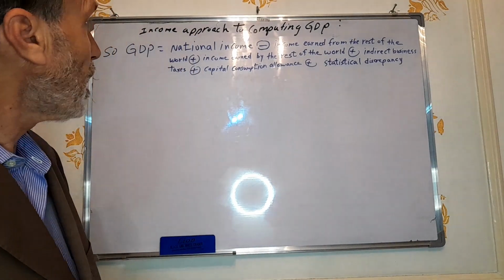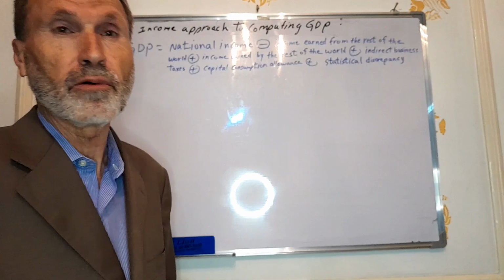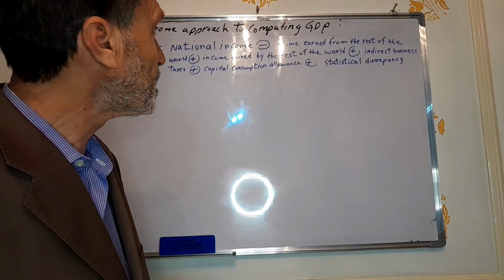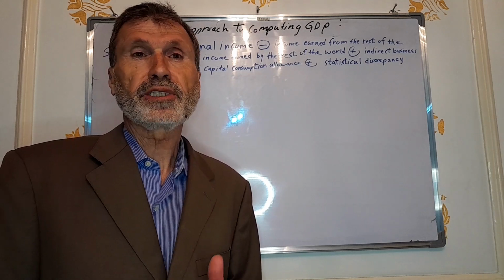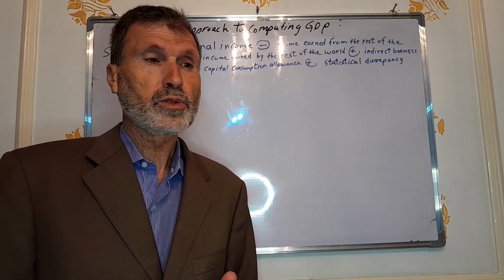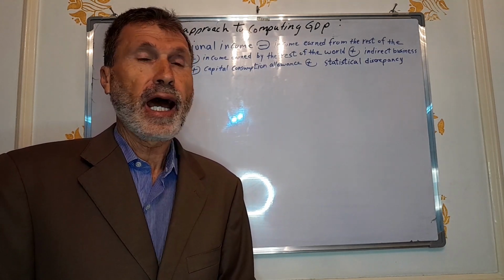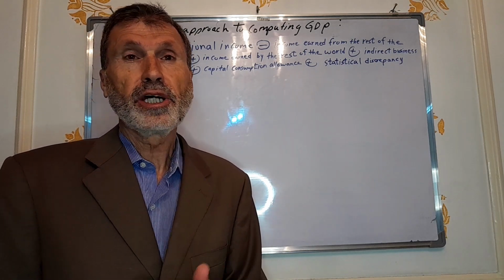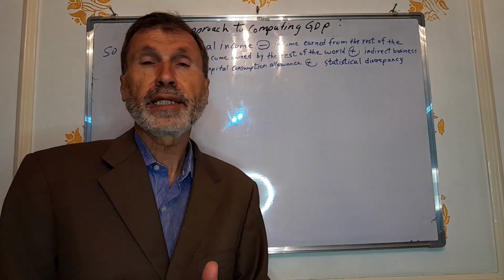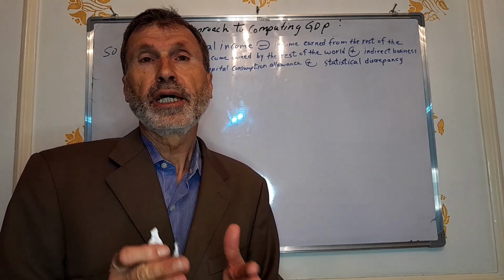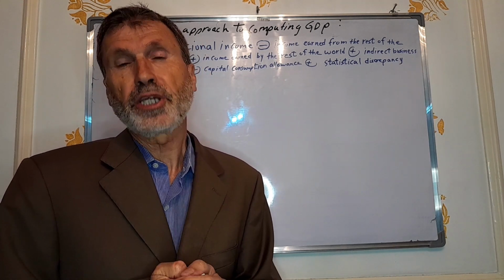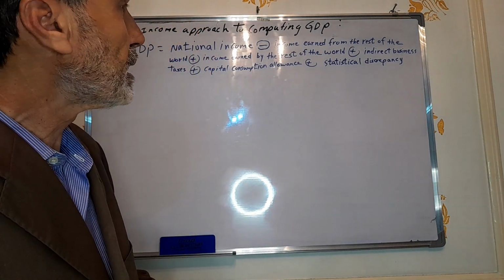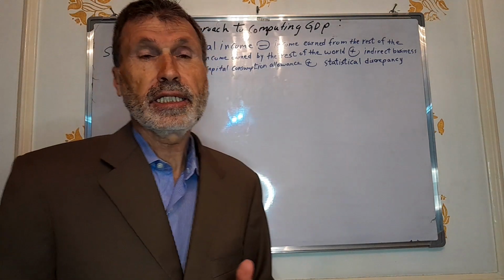Plus, then also we have to add the capital consumption allowance. As you know, capital goods are used up in the process of production due to wear and accidental destruction. Therefore, the cost to replace these capital goods is called capital consumption allowance or depreciation. Plus statistical discrepancy.